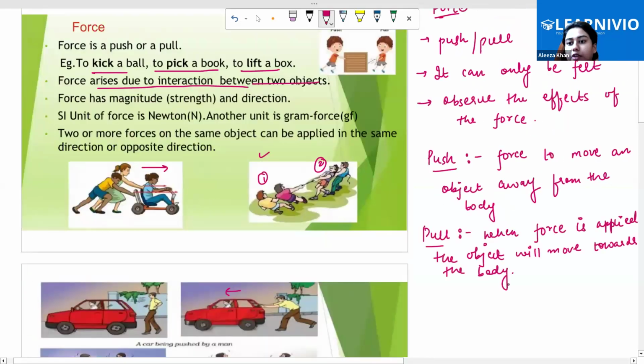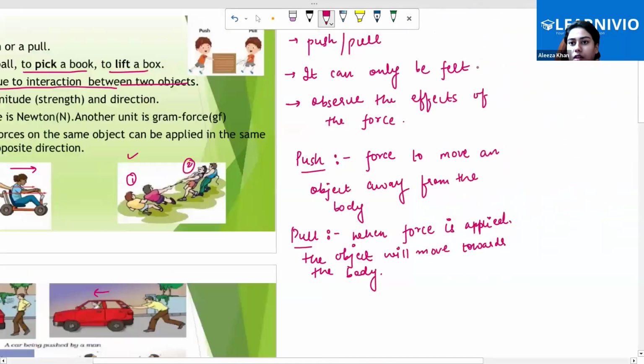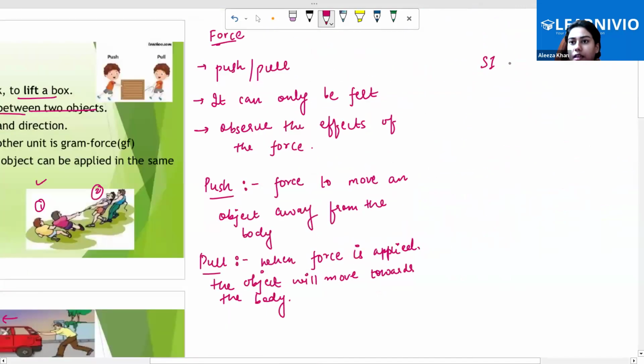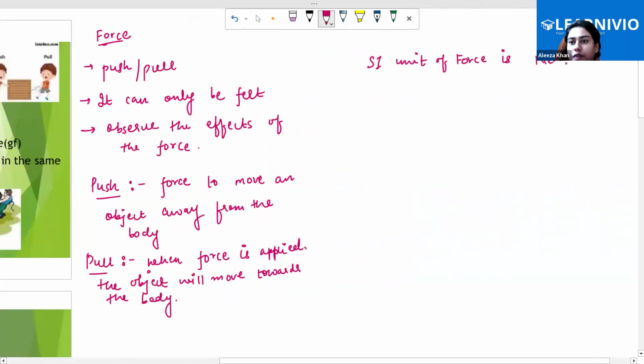If I talk about the SI unit of force, do you know the SI unit of force? Newton. Yes, it is Newton. Whenever you see any force written with the SI unit Newton, and F, you can easily indicate it to be a force.